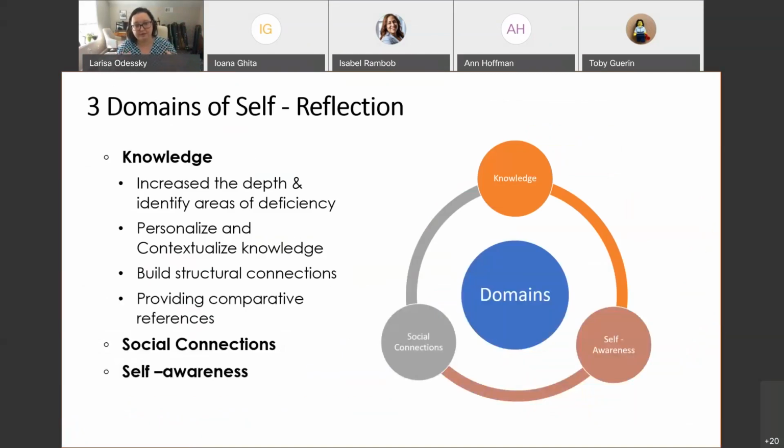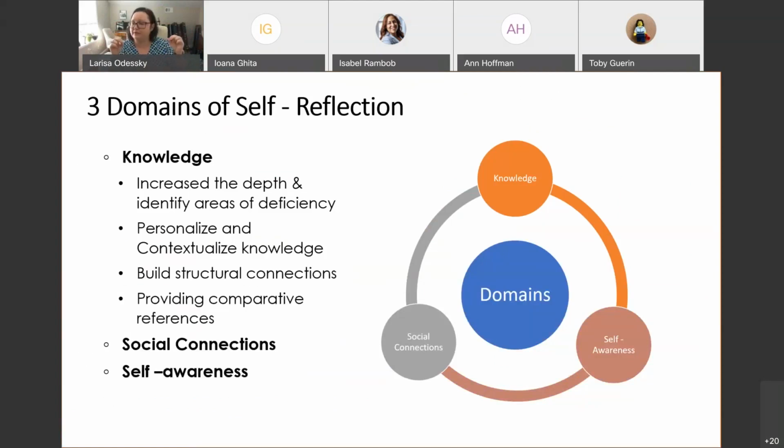So when we think of self-reflection, we really should think of it as encompassing three domains. One is knowledge, the other one is self-awareness, and the third is social connections. And we focus a lot on knowledge. Of course, we want to increase the depth of knowledge and identify the areas of deficiency. But our goals should also be for the students to personalize and contextualize the knowledge and build connections.